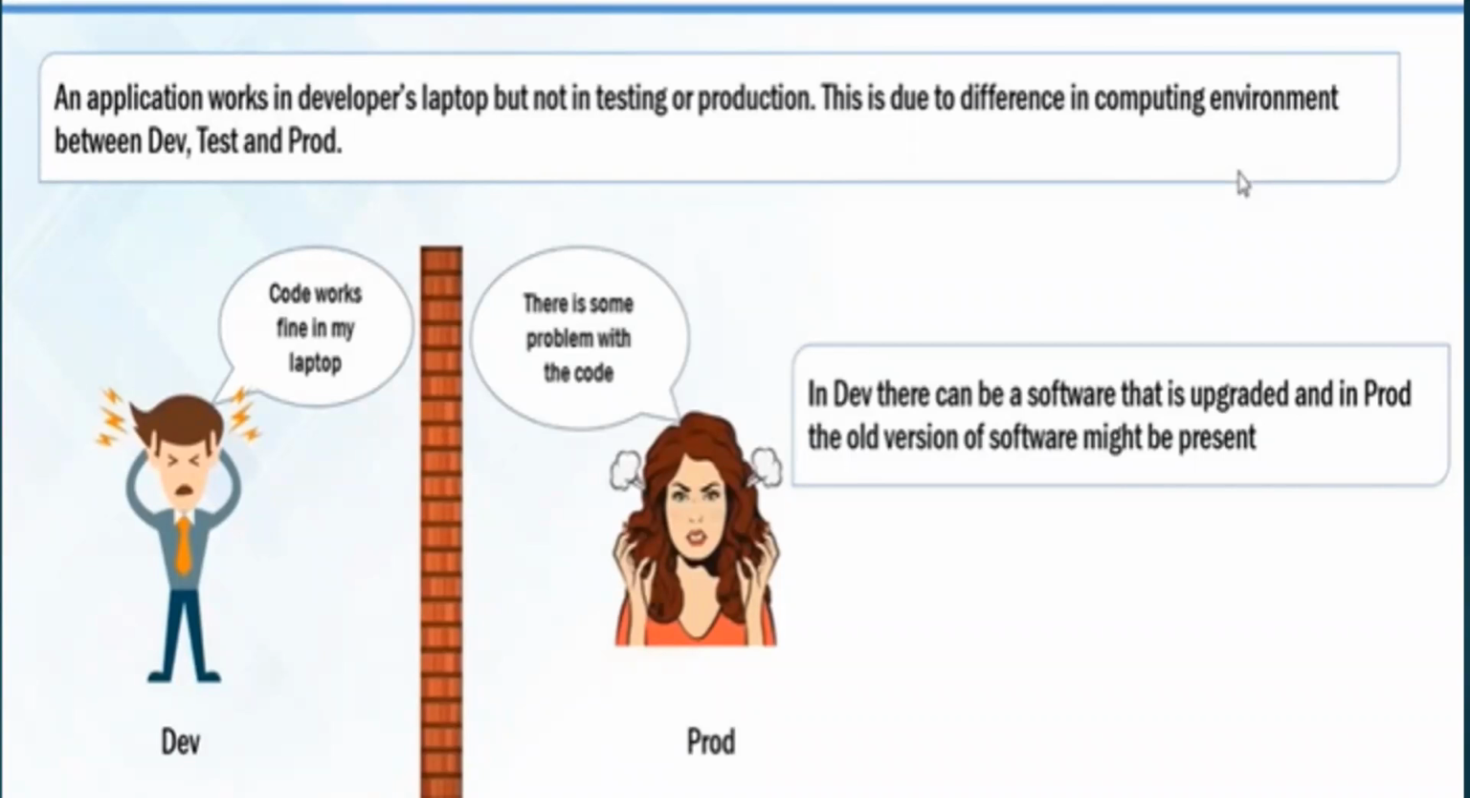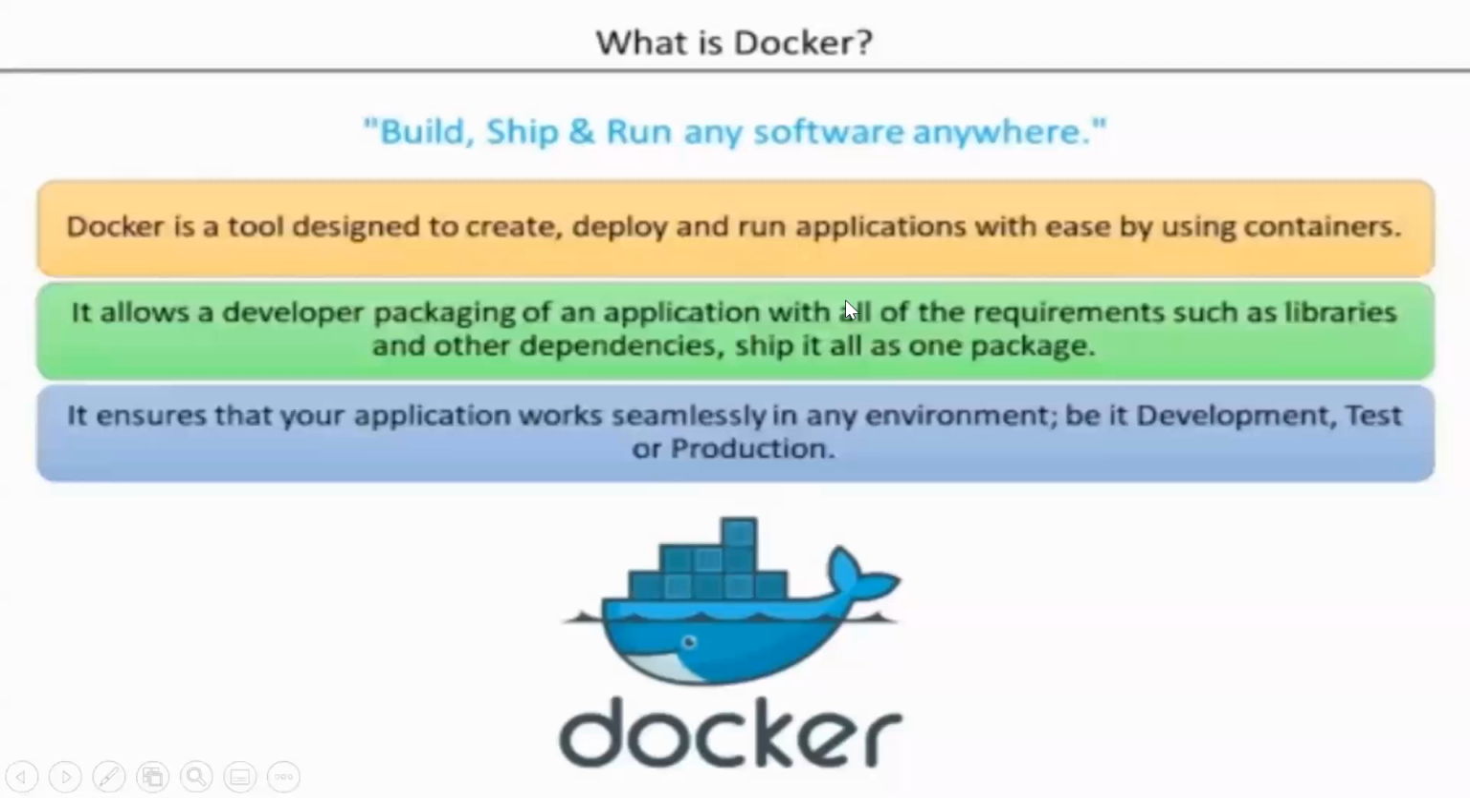Now, what is the solution to this? If there is a problem, there has to be a solution. So the solution is Docker, or to be very precise, the solution is Docker container. Now, when I say Docker container, or I simply say Docker, what do I mean? So I mean build, ship, run any software anywhere. Now, what does this entire statement mean?